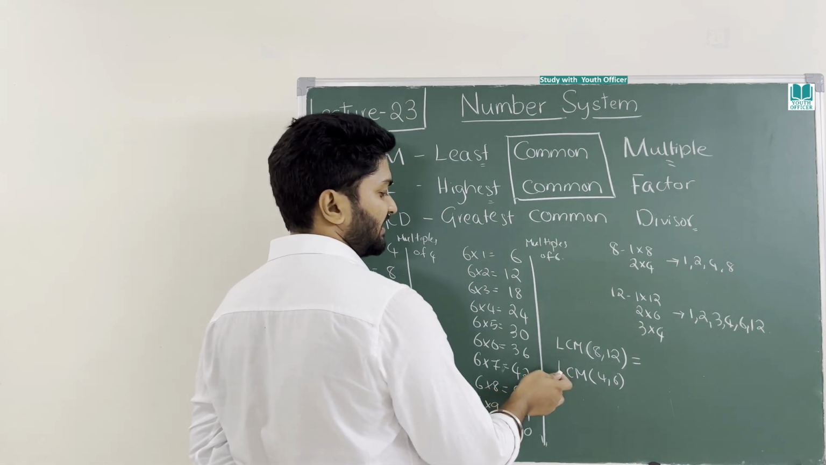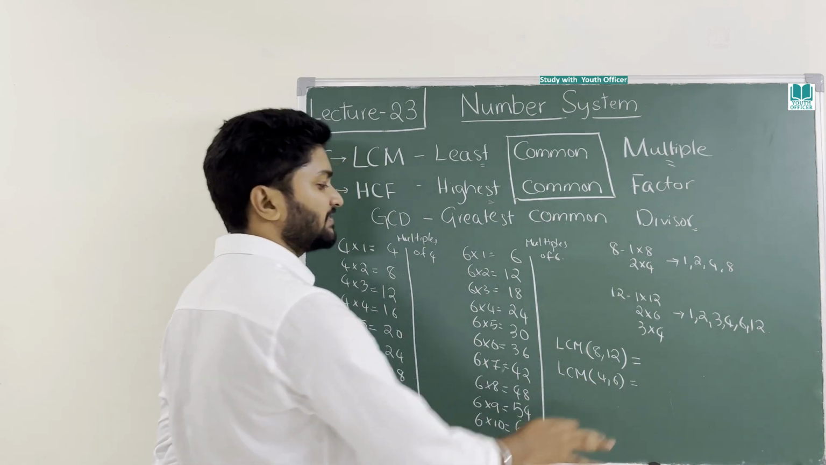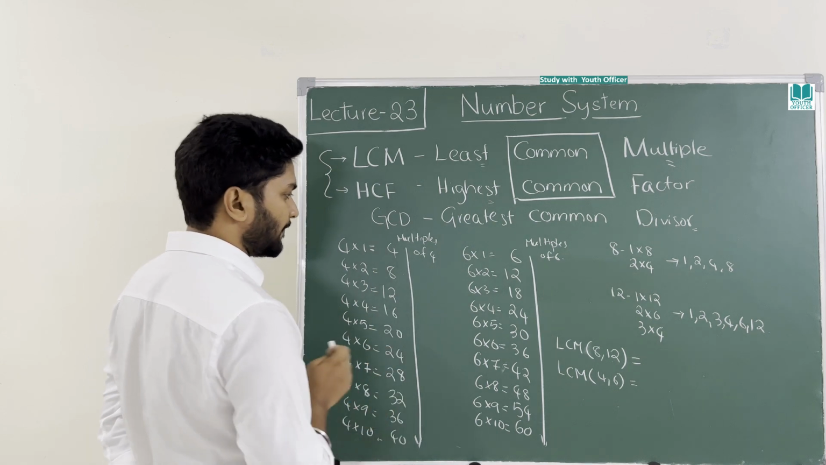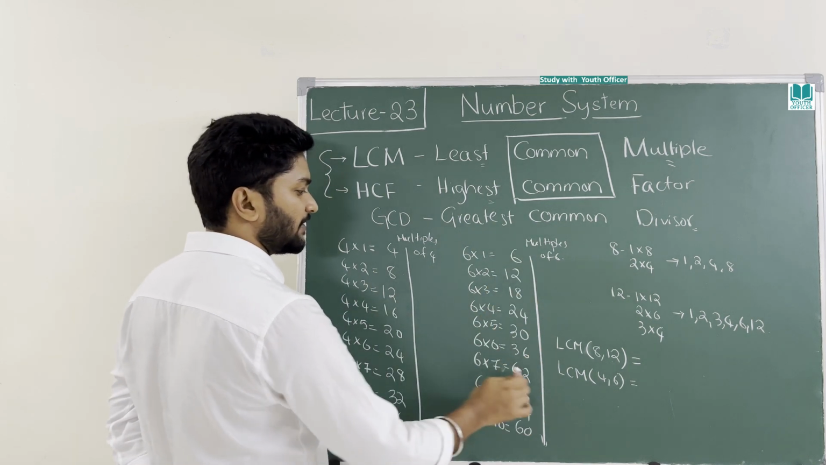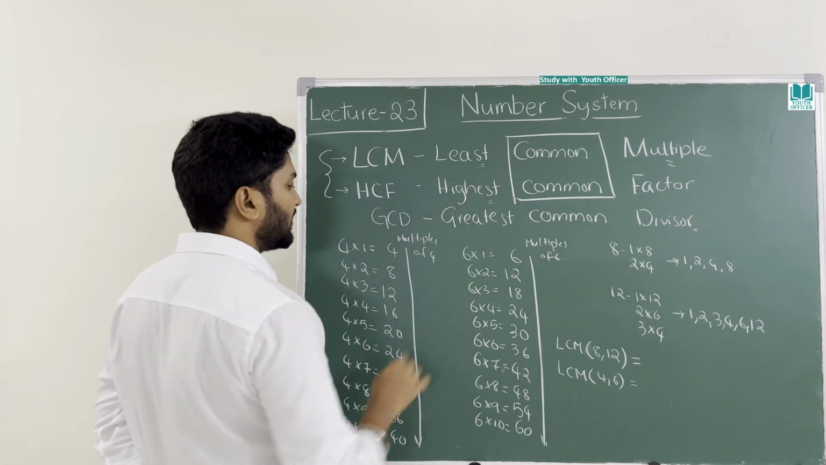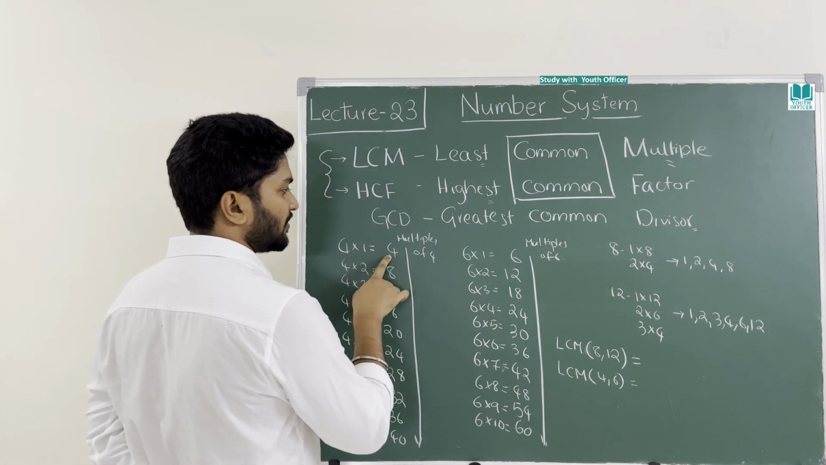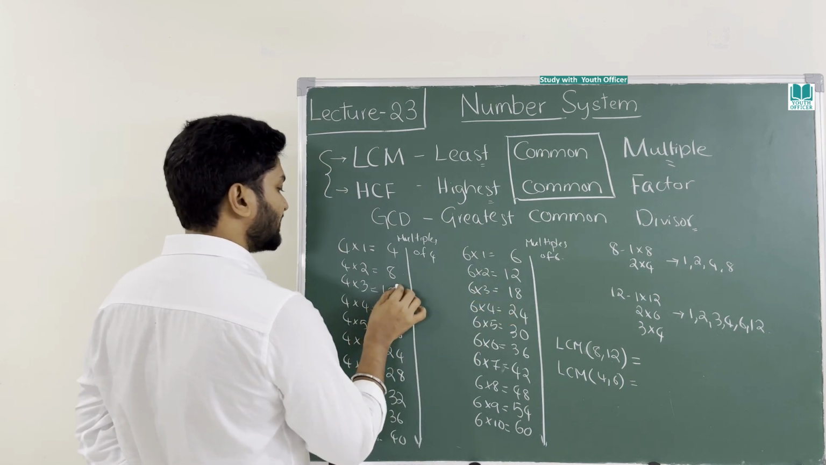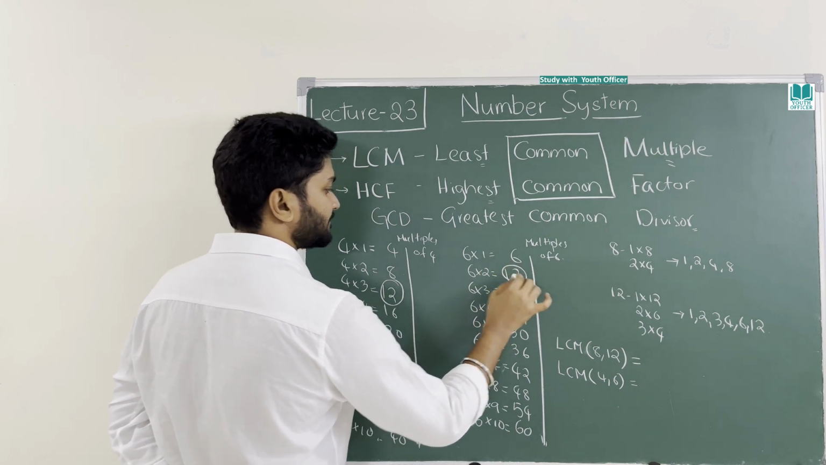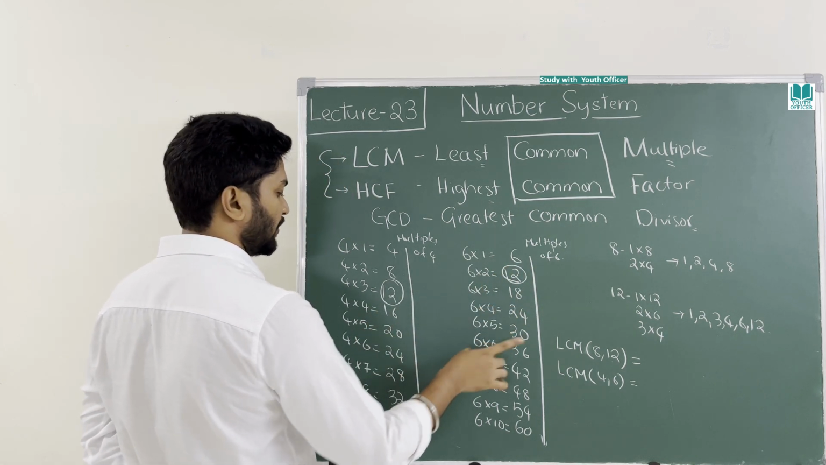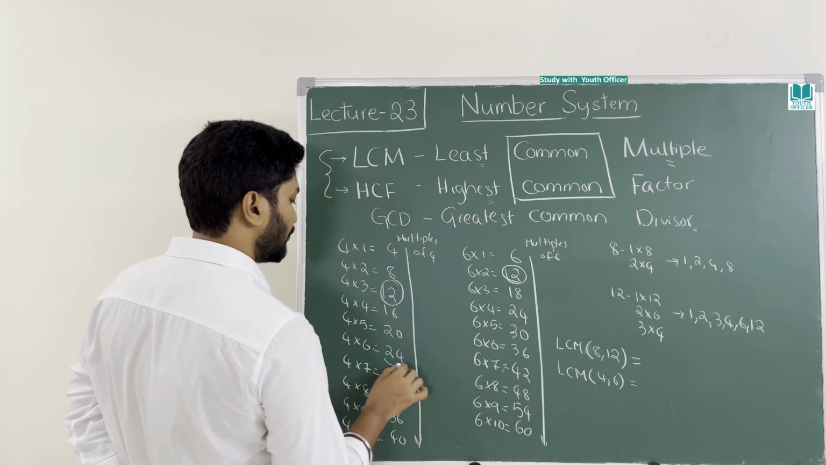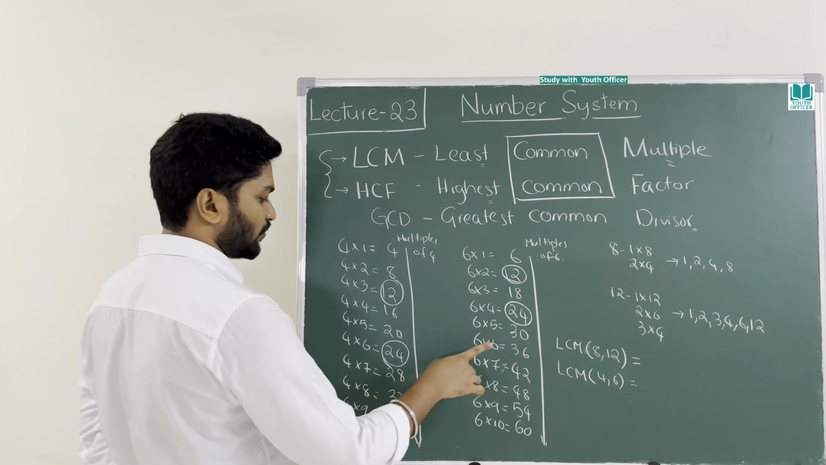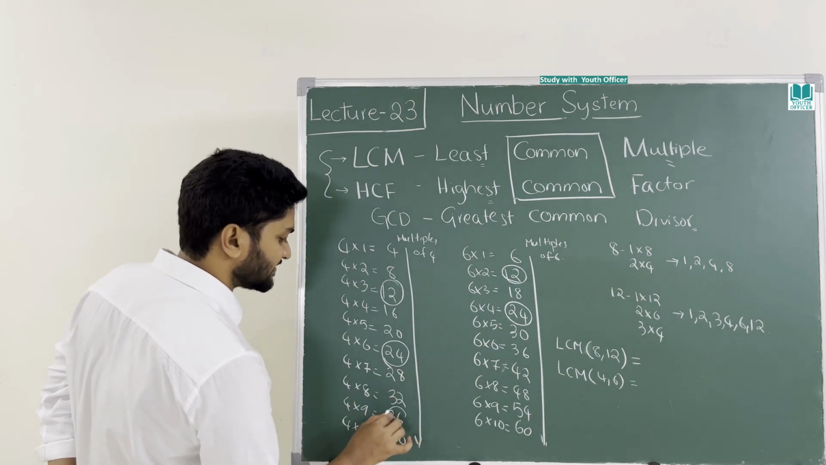Why we have to take least? I will show you here. Okay, 4 and 6 I will show you. Now 4 has all these multiples, 6 has all these multiples. We want some common multiples. Here 4 is the multiple. Is there any 4 here? No. Here 8 is the multiple. Is there any 8 here? No. Here 12 is the multiple. Is there any 12? Yes. Here 16 is there. Any 16? No. 20. Any 20? No. 24 is here. 24 also here. 28 is here. There is no 28. 32? No. 36.